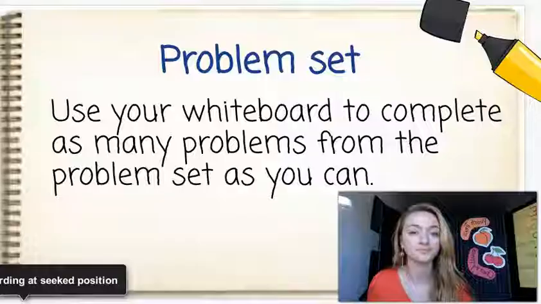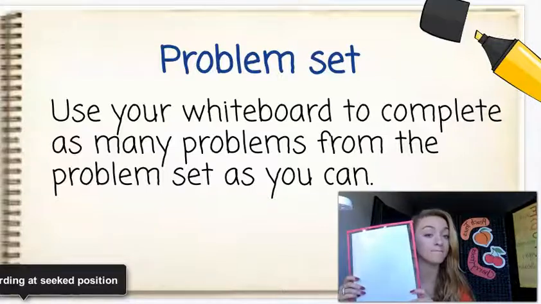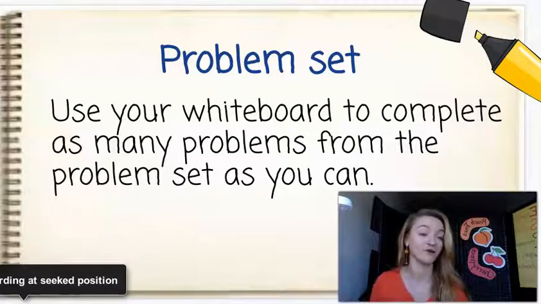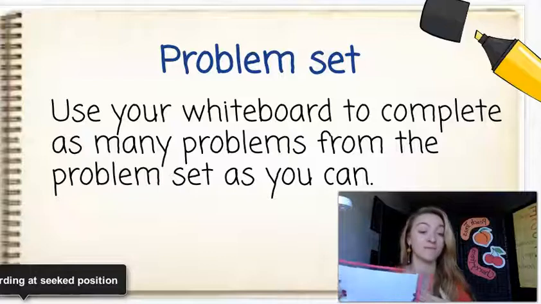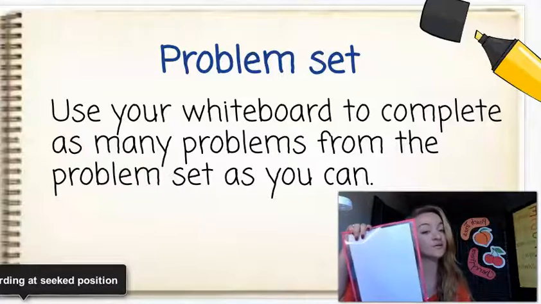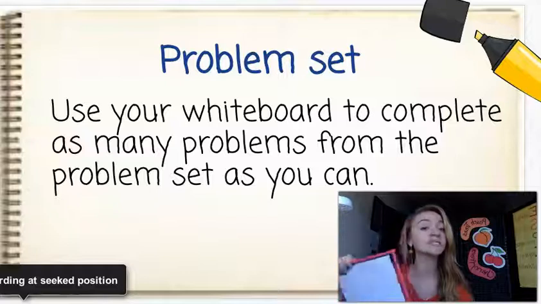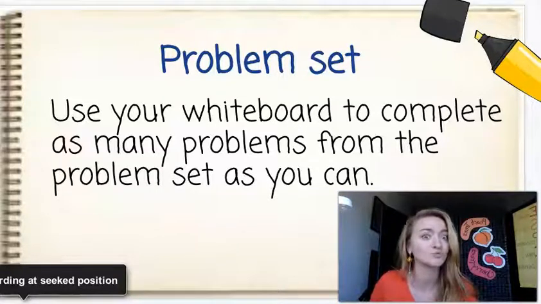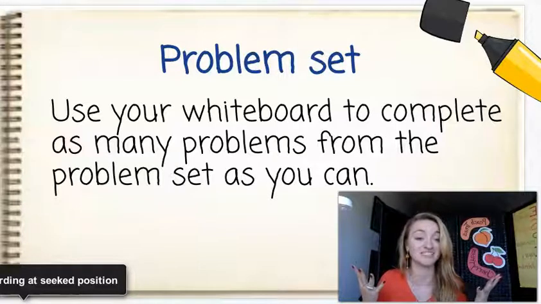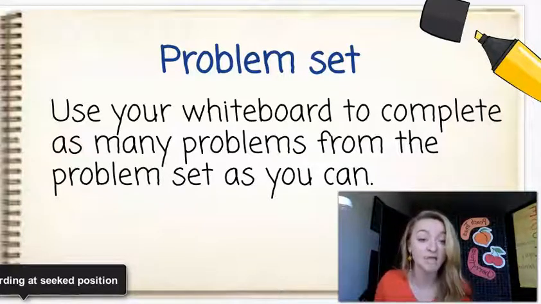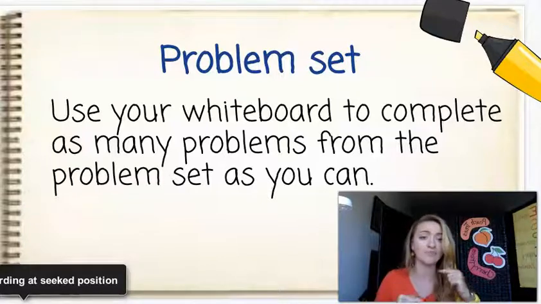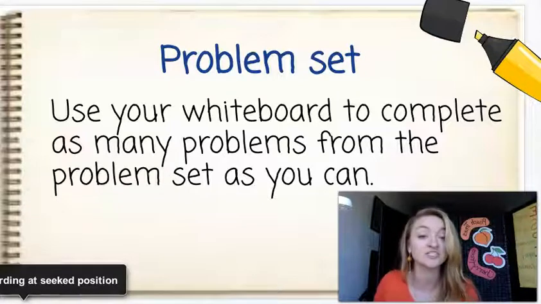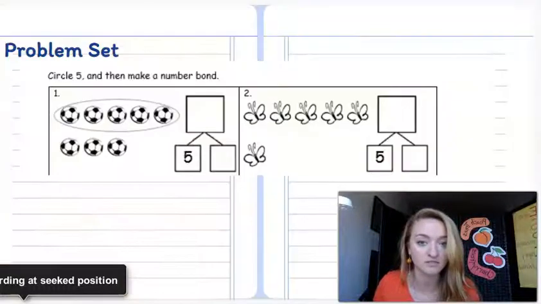Let's get started. Now it's time for our problem set. You're going to use your whiteboard. I took out my number bond from my whiteboard and put a white piece of paper back in so that's my normal whiteboard again. And you're going to use this to complete as many problems from the problem set as you can. You don't have to complete all the problems if it gets to be too much, but if you have time and if you can, you're going to keep going and you're going to try to finish all of them. Here's our first set of problems.